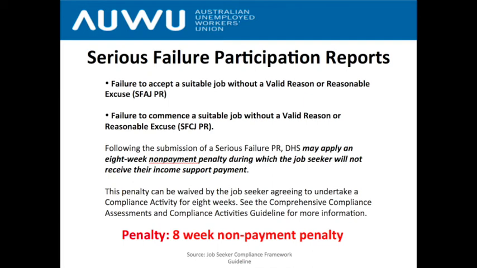be given a waiver, and that waiver, as it says at the bottom of this slide here, means that they have to undertake a compliance activity for 8 weeks, which is generally a work for the dole type activity, which is still really, really punitive. Essentially, it's like something you would have to attend if you're on parole or something like that, but it's important that unemployed workers are informed of that so that they can hopefully avoid the 8-week non-payment penalty. This waiver, of course, is something that the coalition government are trying to get rid of.